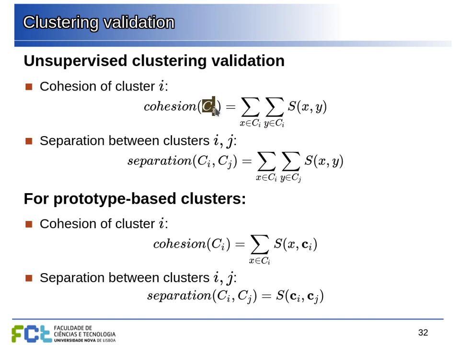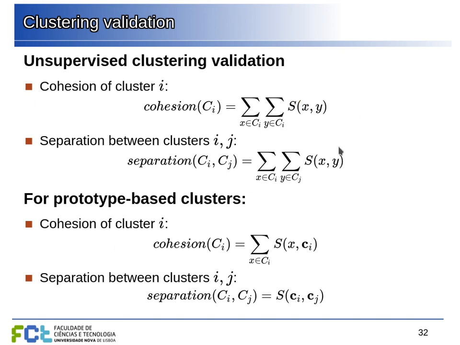So the cohesion of cluster I is the sum of the similarity of all pairs of points belonging to cluster I. The separation between the clusters would be this measure, but between points of one cluster and the points in the other. Note that this similarity measure can also be a dissimilarity measure or a distance, and in that case we need to adapt these measures here.